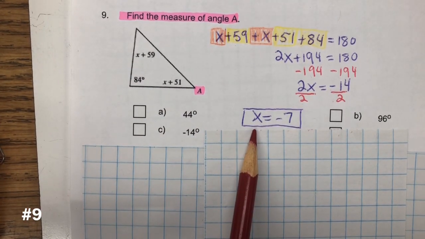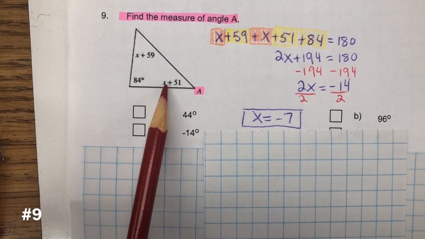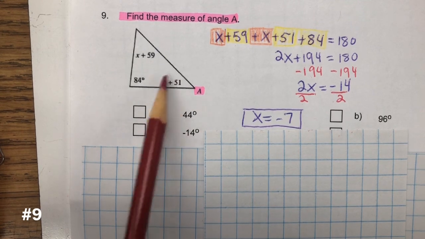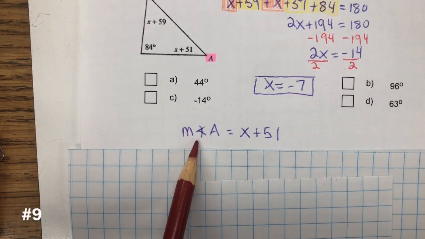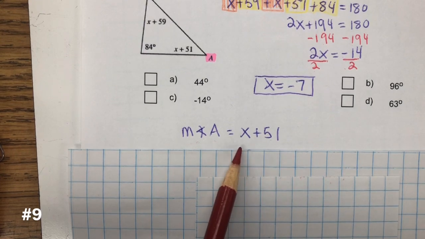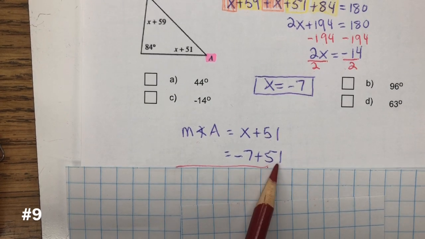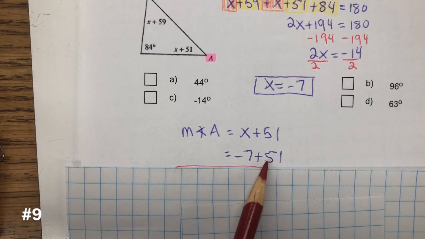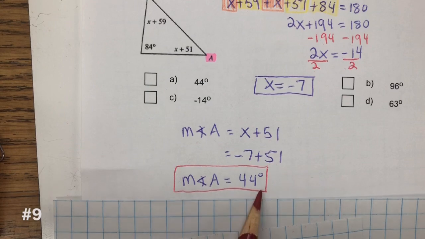So now that we know what x equals, we're going to plug that back in to the measure of this angle. So we have this expression, x plus 51. So measure of angle A is going to equal x plus 51. We substitute x with negative 7. Negative 7 plus 51, we have more positives than negatives, so we know it's going to be a positive number. 51 minus 7, the measure of angle A equals 44 degrees.